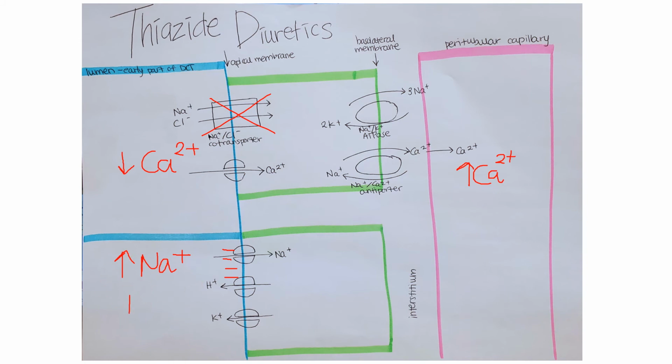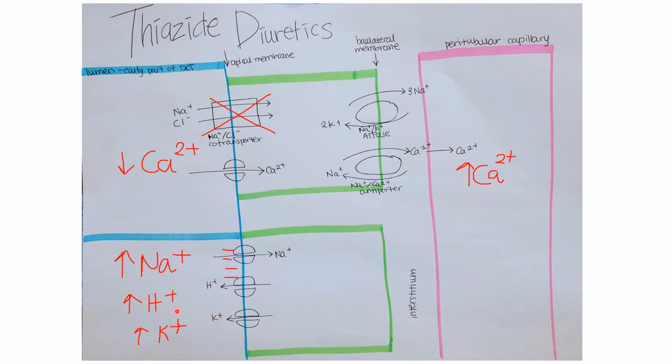So we increase the loss of protons, and we increase the loss of our potassium ions. So the loss of hydrogen ions, obviously because it's acidic, will lead to alkalosis, and the loss of potassium in the urine would lead to hypokalemia. Okay, so basically what is the net effect?